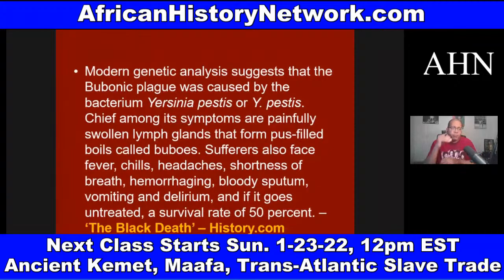Now, modern genetic analysis suggests that the bubonic plague was caused by the bacterium Yersinia pestis, or Y pestis. Chief among its symptoms are painfully swollen lymph glands that form pus-filled boils called bobos. Sufferers also face fever, chills, headaches, shortness of breath, hemorrhaging, blood sputum, vomiting, and delirium. And if it goes untreated, a survival rate of 50%. Okay, history.com, official website of the History Channel, has some really good information on the bubonic plague, the Black Death. And it could go through and wipe out an entire village in 7 days, and you would literally cough up your lungs.